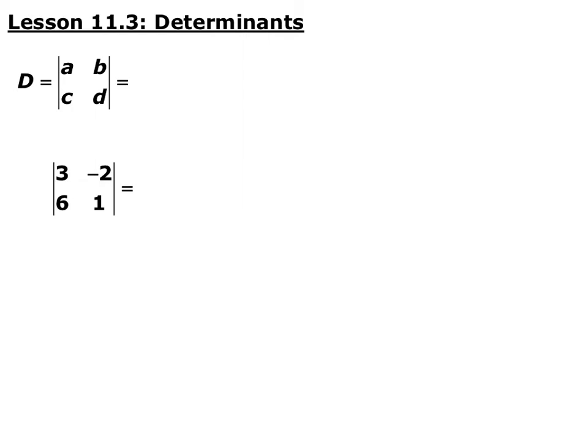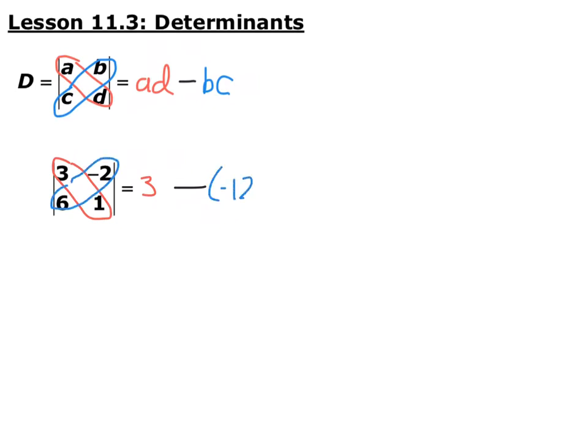The way we take a determinant for a 2x2 matrix is you multiply down from the upper left to the bottom right diagonal, so you get A times D, and then you subtract multiplying up from the bottom left to the upper right, so minus B times C. So if we want to take the determinant of this matrix down here, we're going to have 3 times 1, so that's 3, minus multiplying up, 6 times negative 2 is a negative 12. So if you simplify this, the determinant of this matrix is a positive 15.